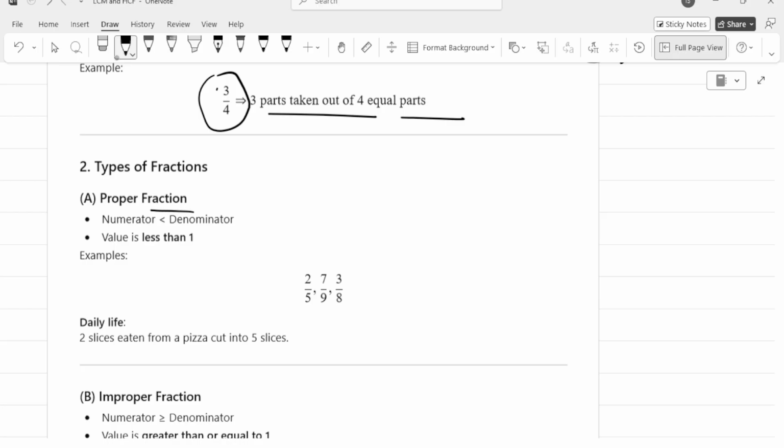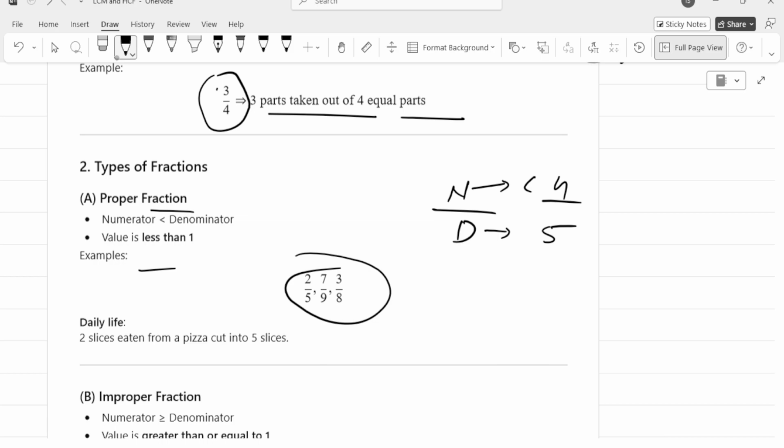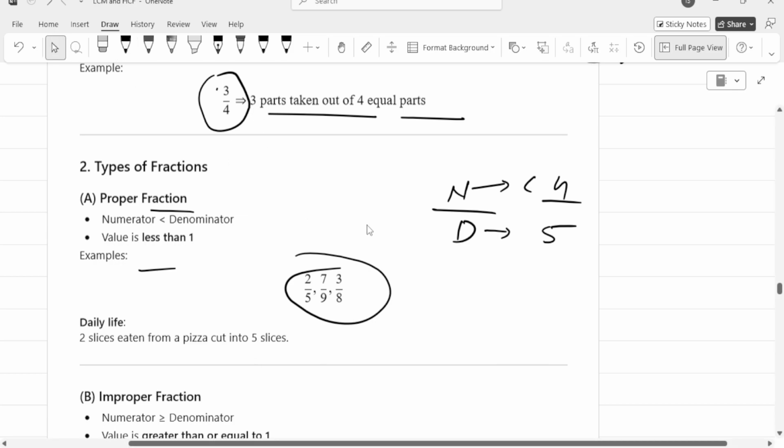A proper fraction is always n upon d, where the numerator is always less than the denominator. For example, if the denominator is 5, then the numerator must be less than 5, like 4. Here are examples: 2 upon 5, 7 upon 9, 3 upon 8. You can clearly see that we call these proper fractions.